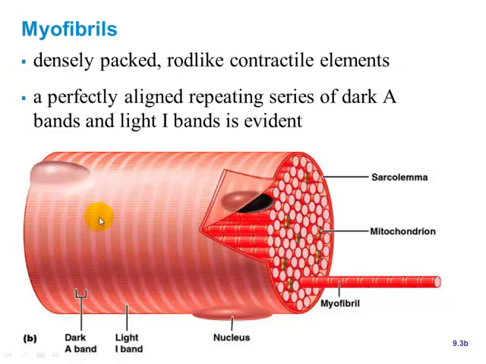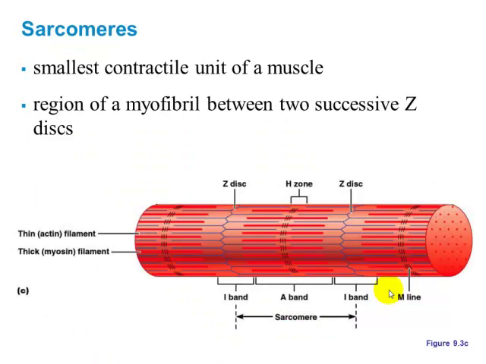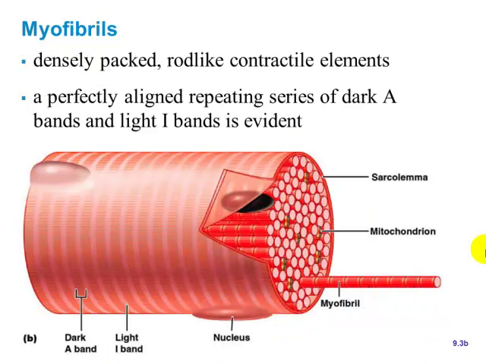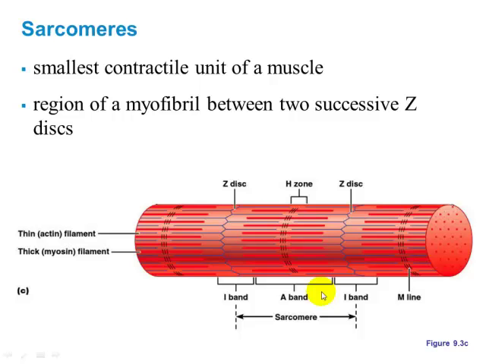Where these striations come from is from these myofibrils. They're lined up perfectly, so it gives the illusion of a stripe. There's no actual stripe there. Okay. So we're going to look more in depth at this myofibril to see where that repeating pattern is coming from.